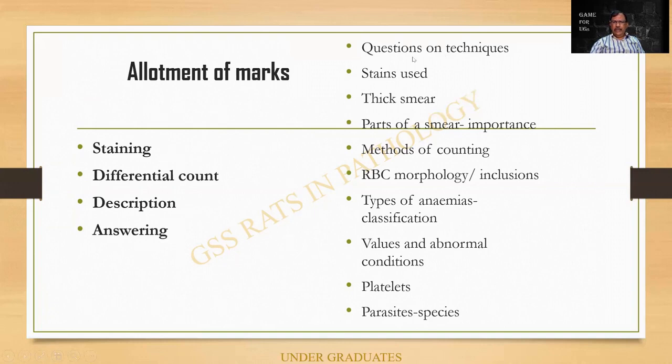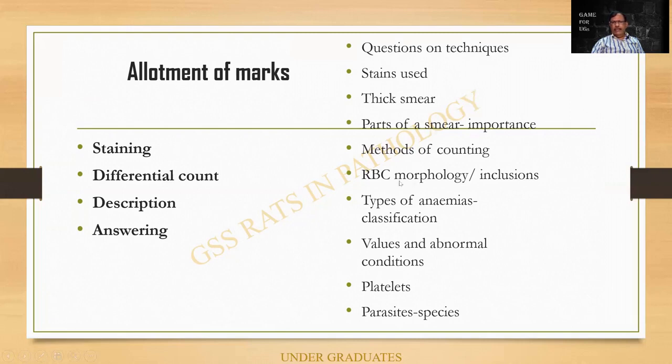So there can be questions on the techniques. So what are the causes for error? What are the causes? Various stains that can be used. What is a thick smear? Thick smear means we use it for malaria. So within a small field, I am able to see a lot of cells. Therefore, screening is made easier. What are the parts of the smear? What is the importance of it? What are the different methods of counting?